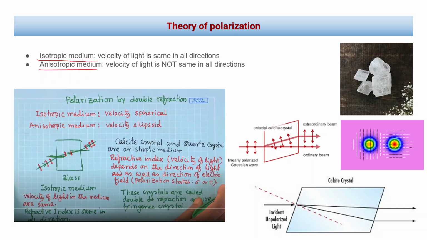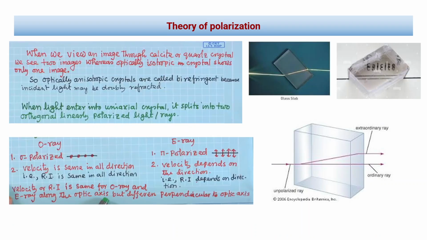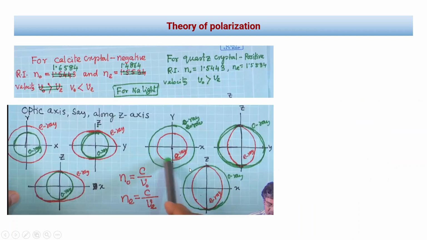Then we get something known as the ordinary ray, O ray, and the extraordinary ray, which is the E ray. So these materials are called birefringent. We get two rays out of them. This also has various applications that we had discussed. The O ray gives sigma polarized, the E ray gives pi polarized. Their velocity depends on the direction in which they are moving.